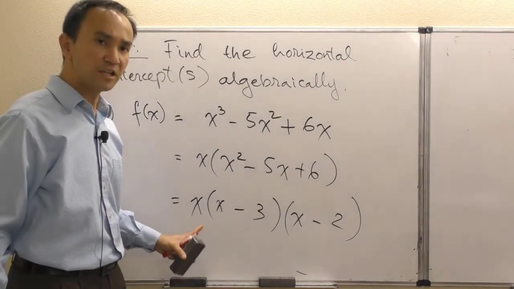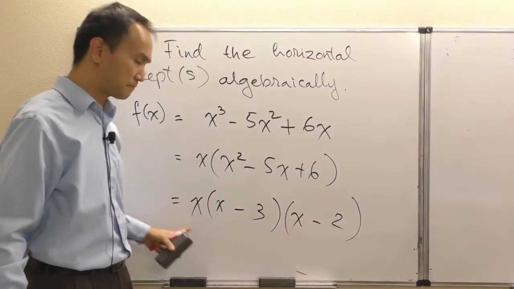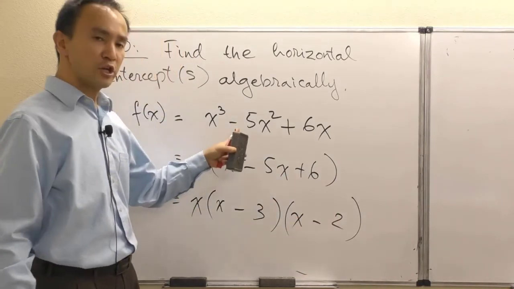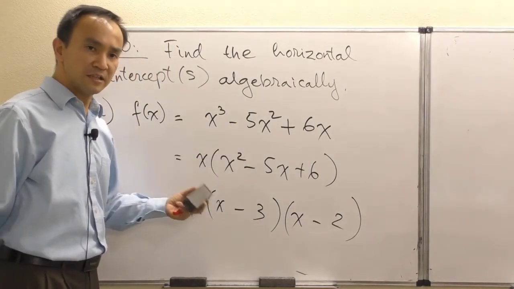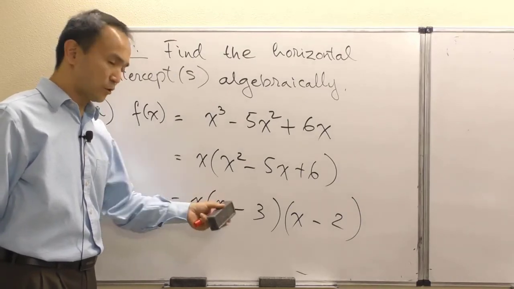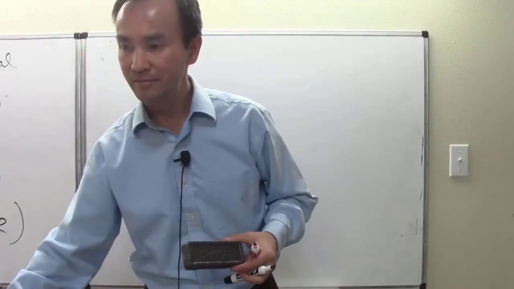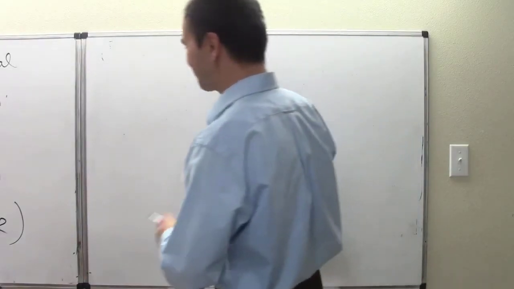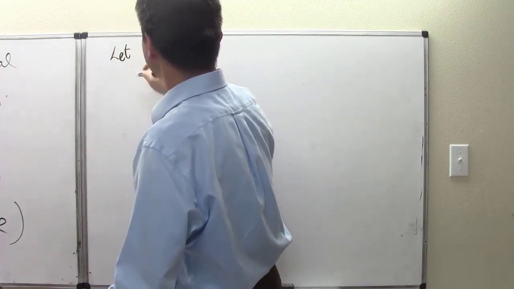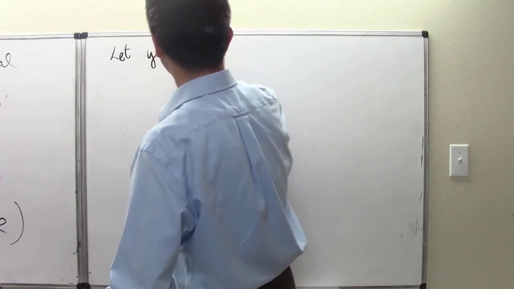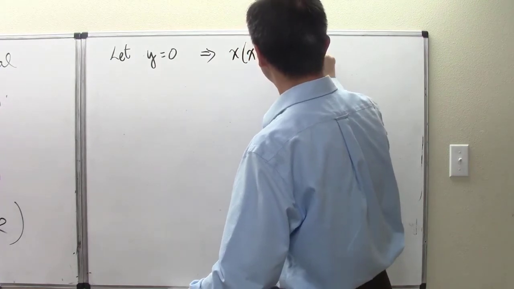So at this point, I know that I have completely factored out my cubic polynomial over here. Okay, and so now I'm ready for finding the solution. I'm ready to find the horizontal intercepts. All right, so on this board, I'm going to start out with that usual method right here. I'm going to let y equal 0. So that will lead to our current polynomial, x times x minus 3 times x minus 2, being equated with 0.